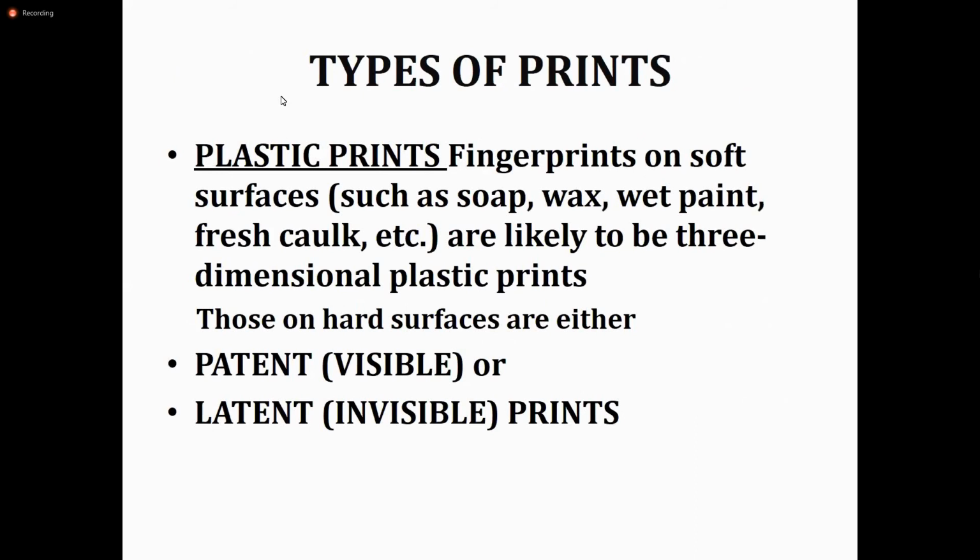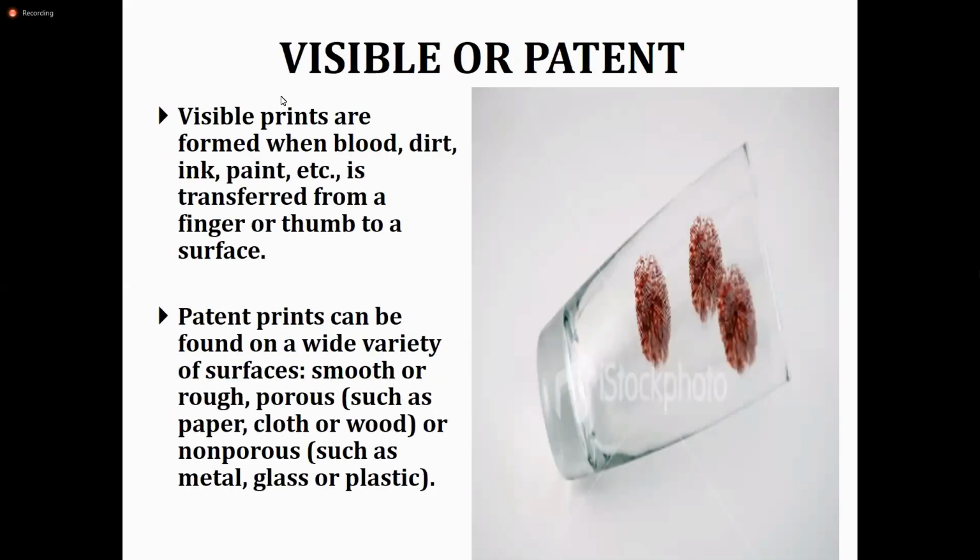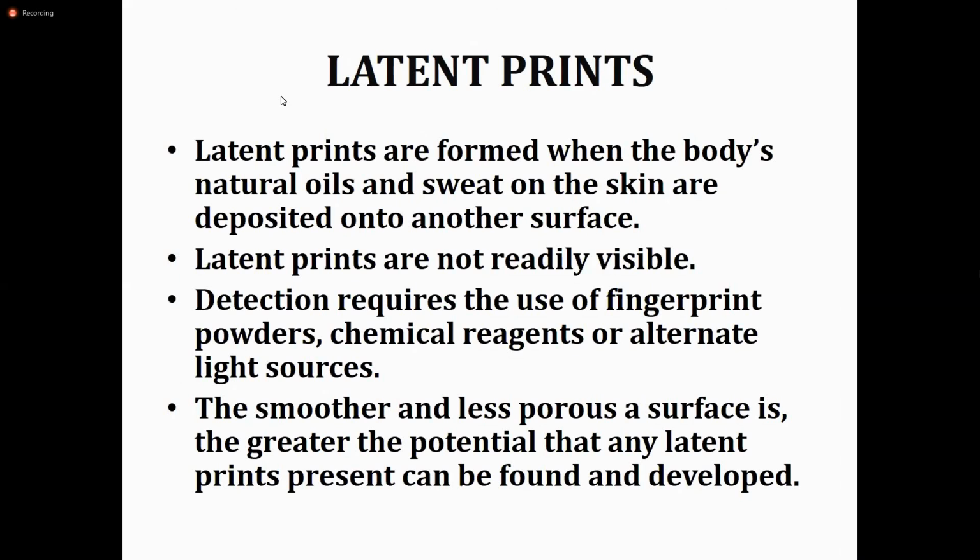Types of prints are the plastic prints. These are fingerprints on soft surfaces such as soap, wax, wet paint, or chalks. They are likely to be 3-dimensional plastic prints. Those on hard surfaces are either patent, patent means visible, or latent, which means invisible prints, which can hardly be seen. Visible or patent prints are usually formed when blood, dirt, ink, paint is transferred from a finger or thumb to a surface. Patent prints can be found on a wide variety of surfaces such as smooth, rough, porous surfaces such as paper, cloth, wood, or non-porous surfaces such as metal, glass, or plastic. Latent prints, like I said, are obscure, they are hardly seen.